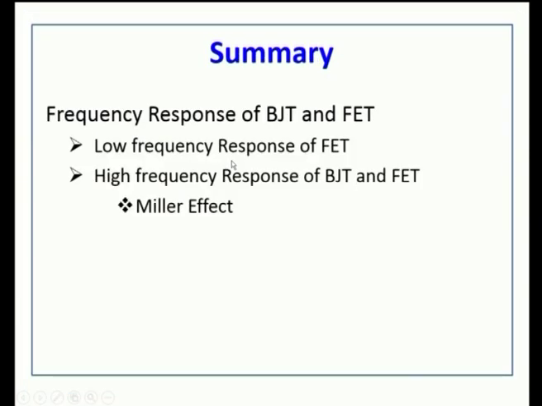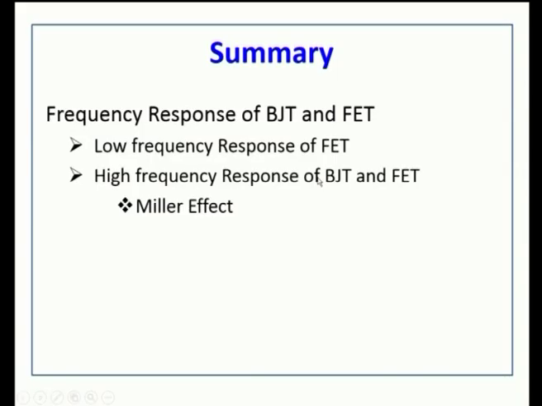So, in this lecture we have seen the frequency response of the bipolar junction transistor and the field effect transistor. We have seen how the transistor's gain is affected by the coupling capacitors and the bypass capacitors for low frequency signals, and for high frequency signals, what is the effect of the capacitance or the Miller capacitance present in the network, which affects the gain of the amplifier for both the FET and the BJT.